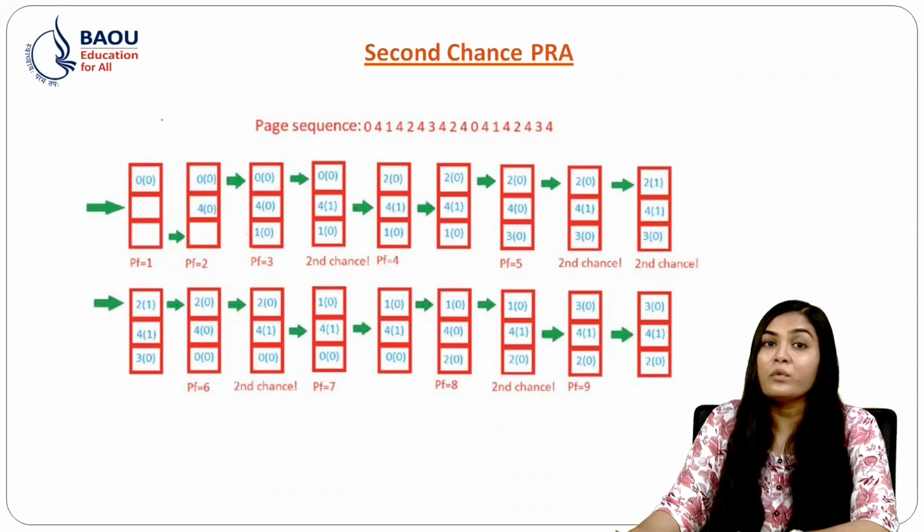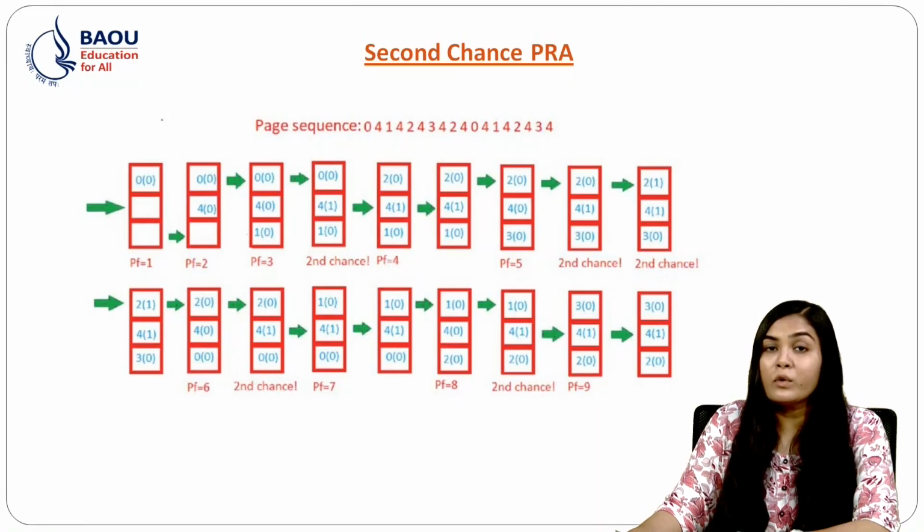And when we pass 6, the frame will be 2, 4 and 1. The second chance is 0, 1 and 0. And then what will happen? The pointer will be set to 1 and the page frame will be 4 because no change has happened.